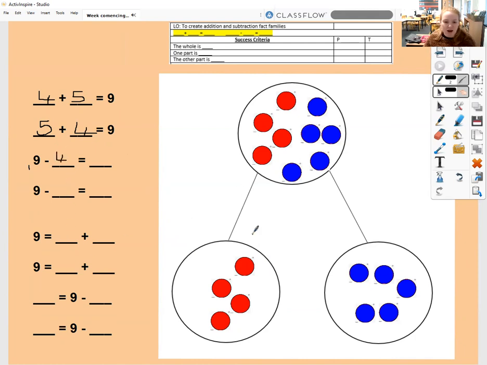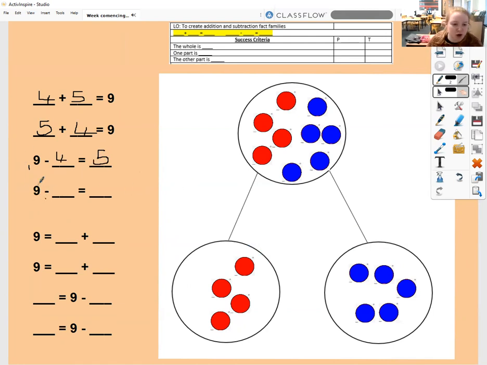So if this is my whole and this is my first part, where is my remaining part? My remaining part is here. 1, 2, 3, 4, 5. So 9 subtract 4 equals 5. Fantastic. We're looking for another fact family.